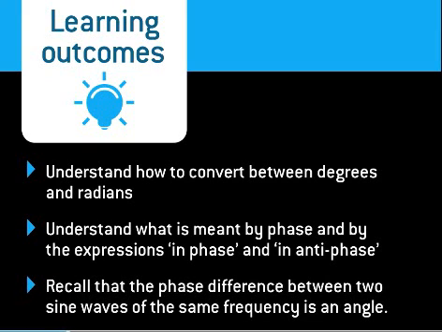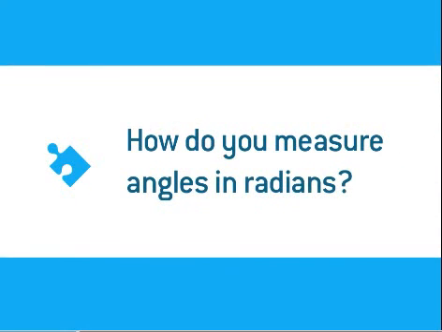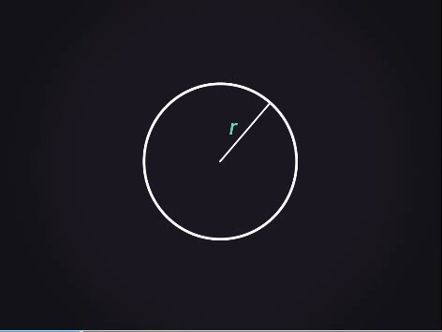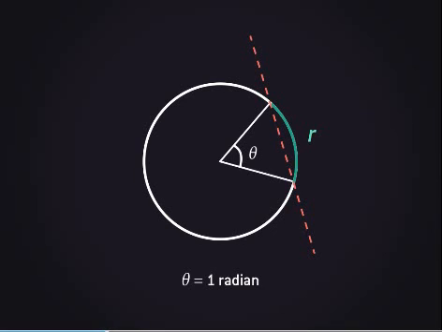Recall that the phase difference between two sine waves of the same frequency is an angle. The radian is a unit for measuring angles. This circle has radius r, and so its circumference is 2 pi r. A radian is defined as the size of the angle that subtends an arc of a circle equal to radius r. So, the angle theta is an angle of 1 radian.